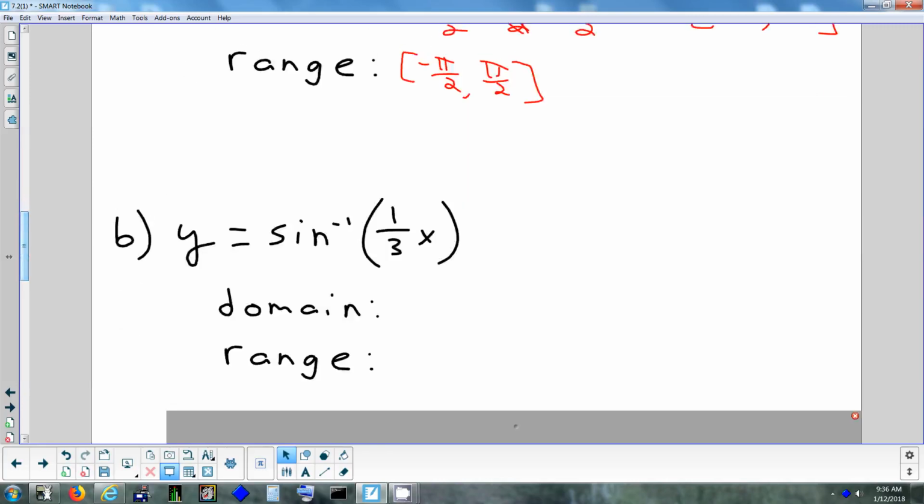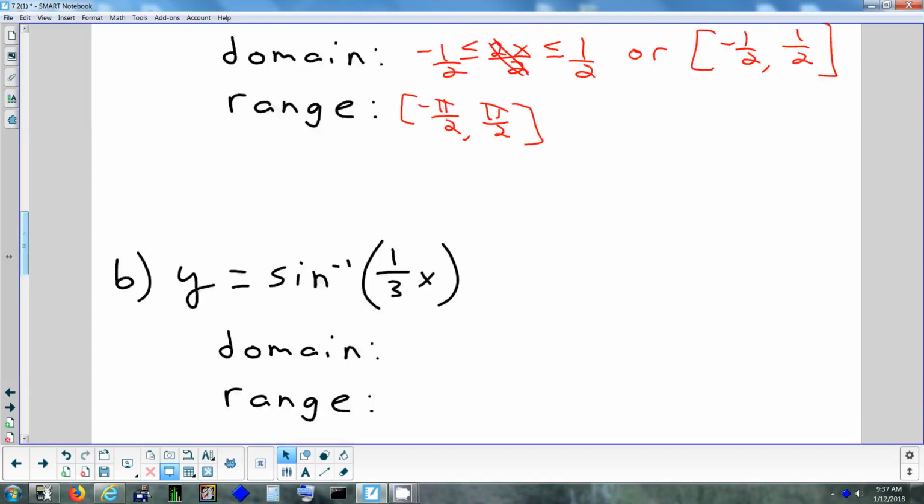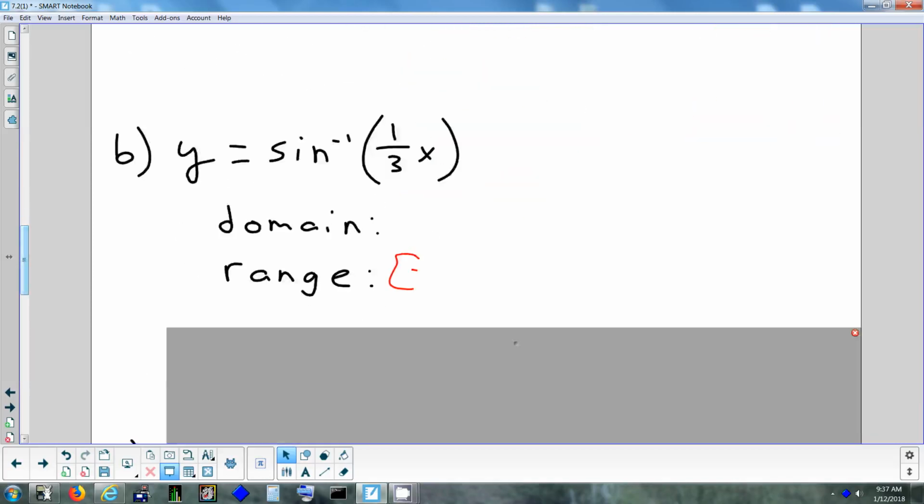Let's look at B. Okay. Is there anything here that is not affected by the 1/3? Range. The range is not affected. That's just another horizontal stretch or compression. So we'll copy down the range. Negative pi over 2. It's a pi over 2.